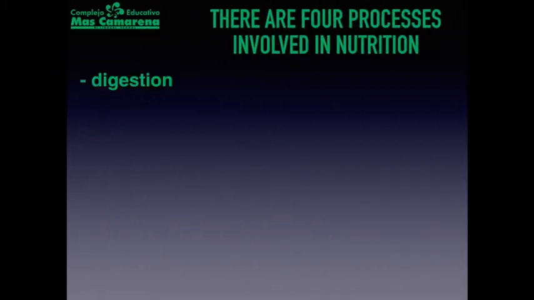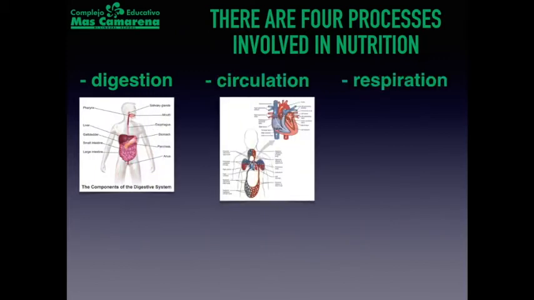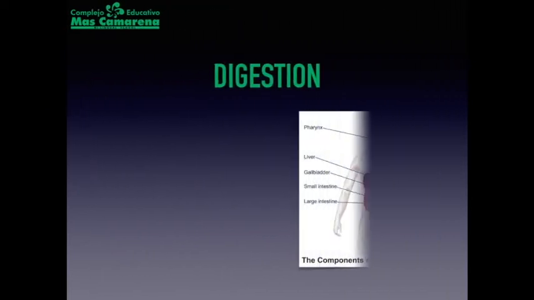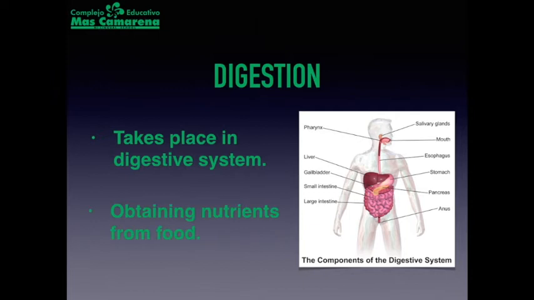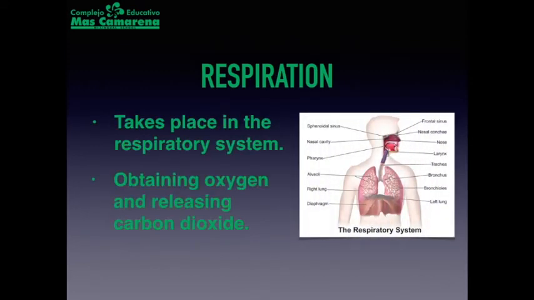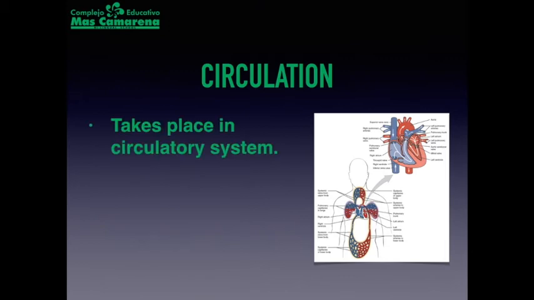Now, there are four processes involved in nutrition. You've got digestion, circulation, respiration, and excretion, and we'll be primarily looking at digestion and respiration. Now, digestion takes place in the digestive system and is all about obtaining nutrients from food. Respiration takes place in the respiratory system and is about obtaining new oxygen and releasing carbon dioxide. Circulation takes place in the circulatory system and consists of transporting nutrients, oxygen and waste products around the body.